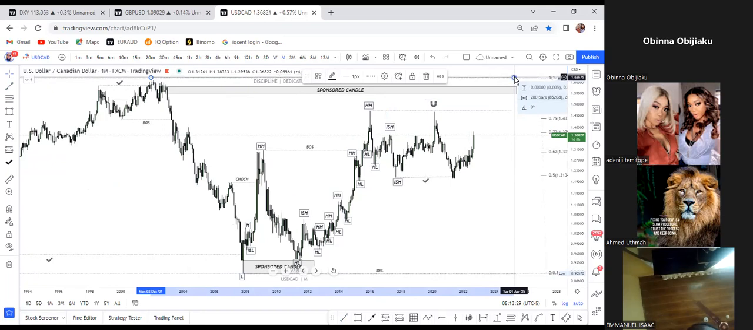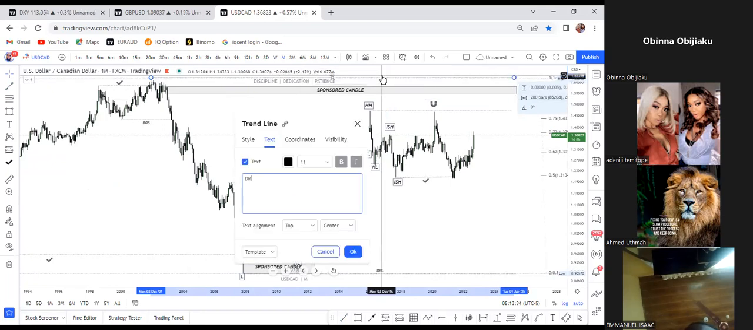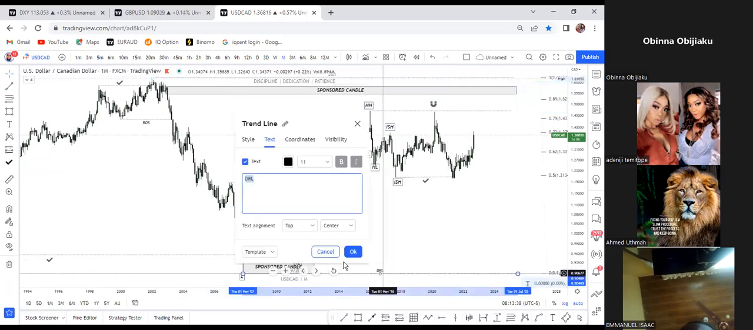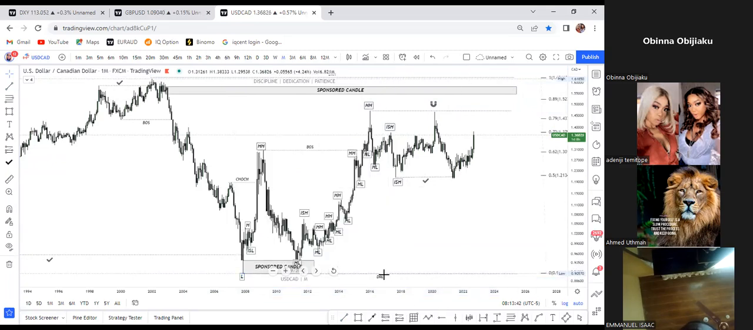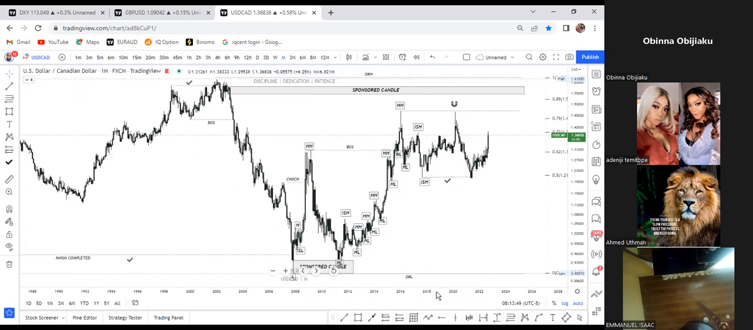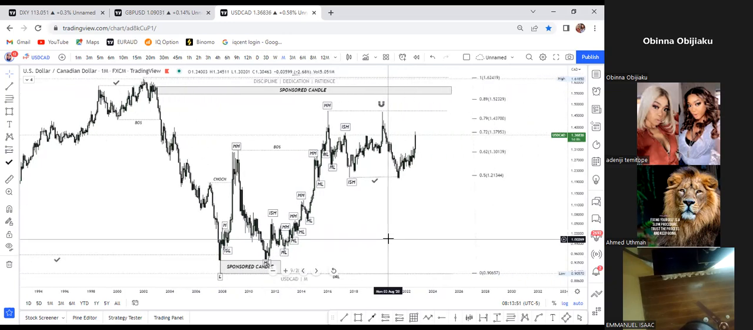I'm going to call it DRH. What is DRH? Dealing range high. So I'm going to call it DRL, dealing range low, DRH, dealing range high. So this high to this low is the range I am working with on the monthly, not overall. Guys, take note, on the monthly. How do you mark your dealing range?